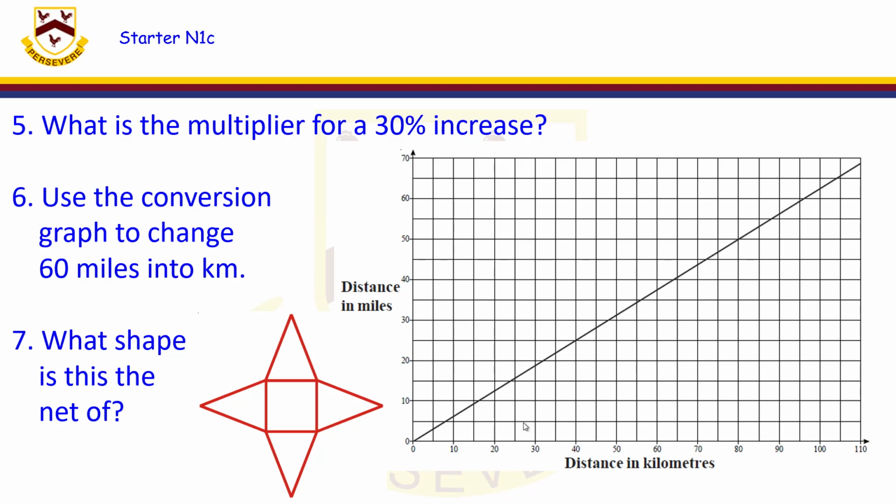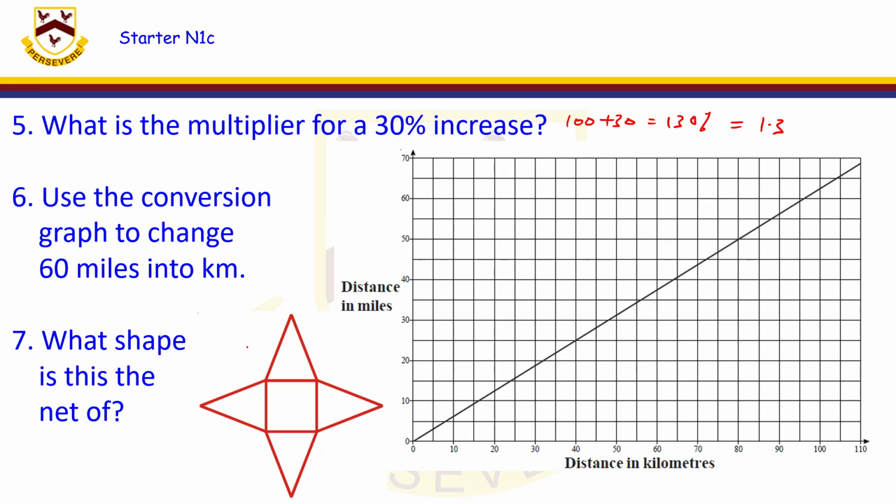Okay then. So what's the multiplier for a 30% increase? So you're going from 100 and you're adding on 30%. So that's 130%. Multiplier is the decimal, so that's going to be 1.3.